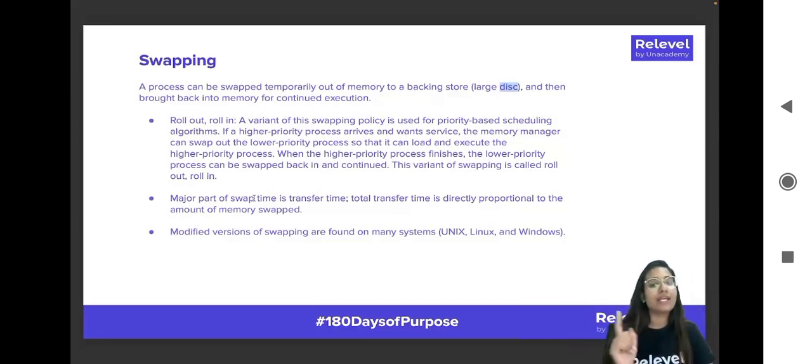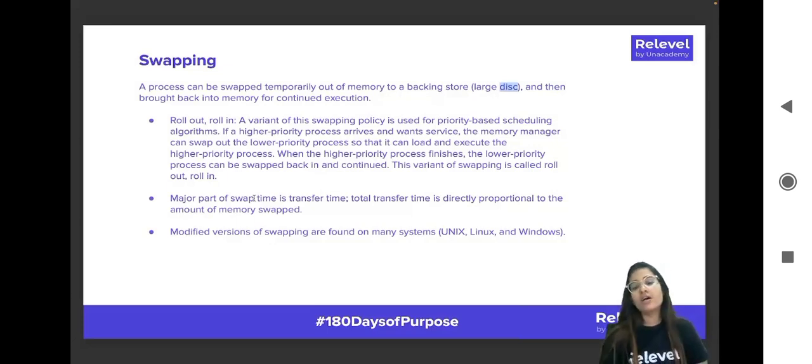That is known as priority based scheduling. So the idea here is that if a higher priority process arrives and wants to get serviced and executed, the memory management can swap out a low priority process so that the high priority process can load and get executed.